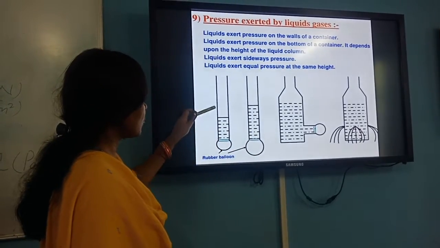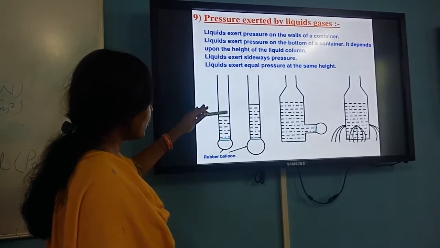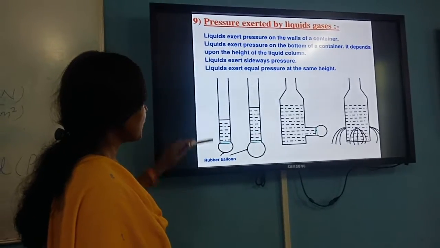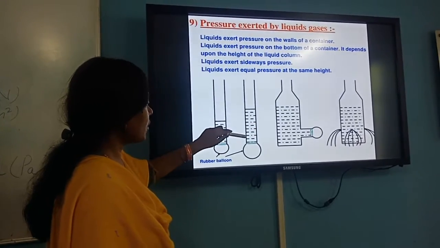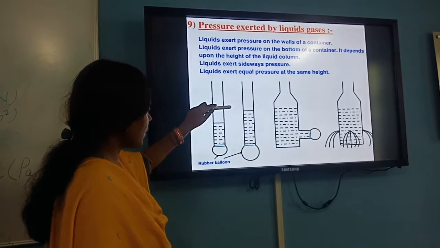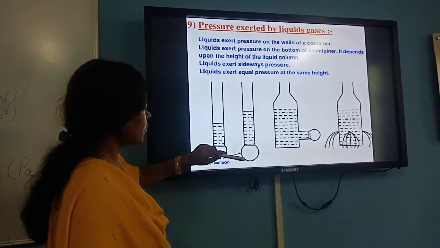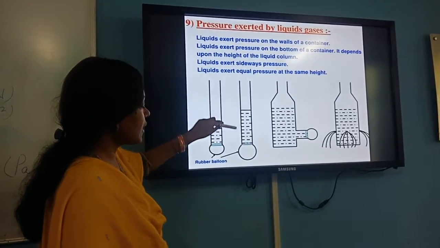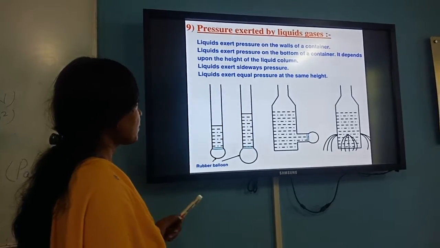So the liquid exerts pressure on the bottom of the container. It depends upon the height of the liquid column, or the depth of the liquid. If the depth of the liquid increases, then its pressure also increases.